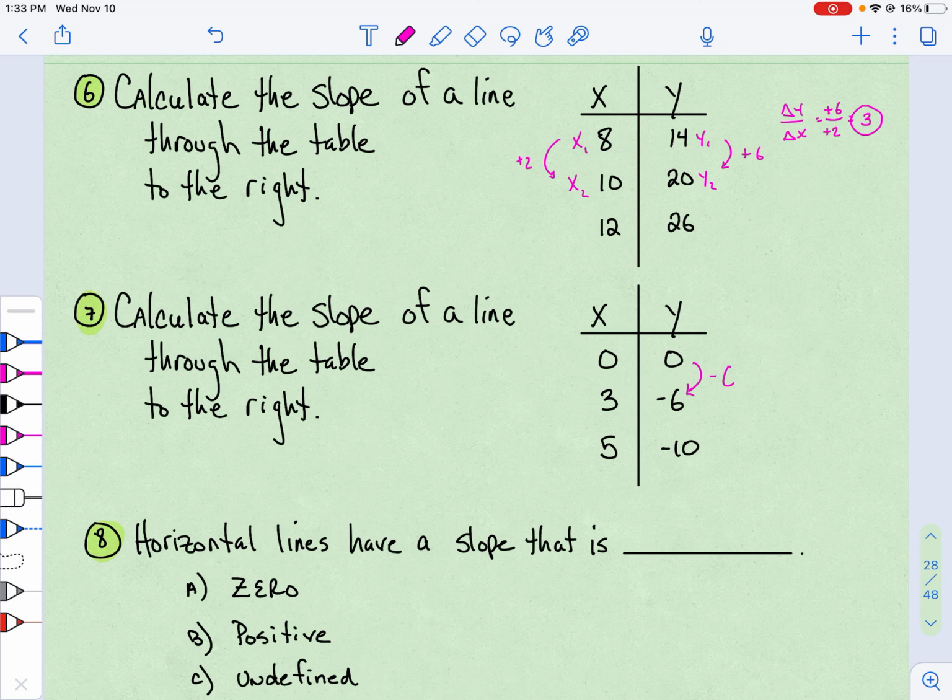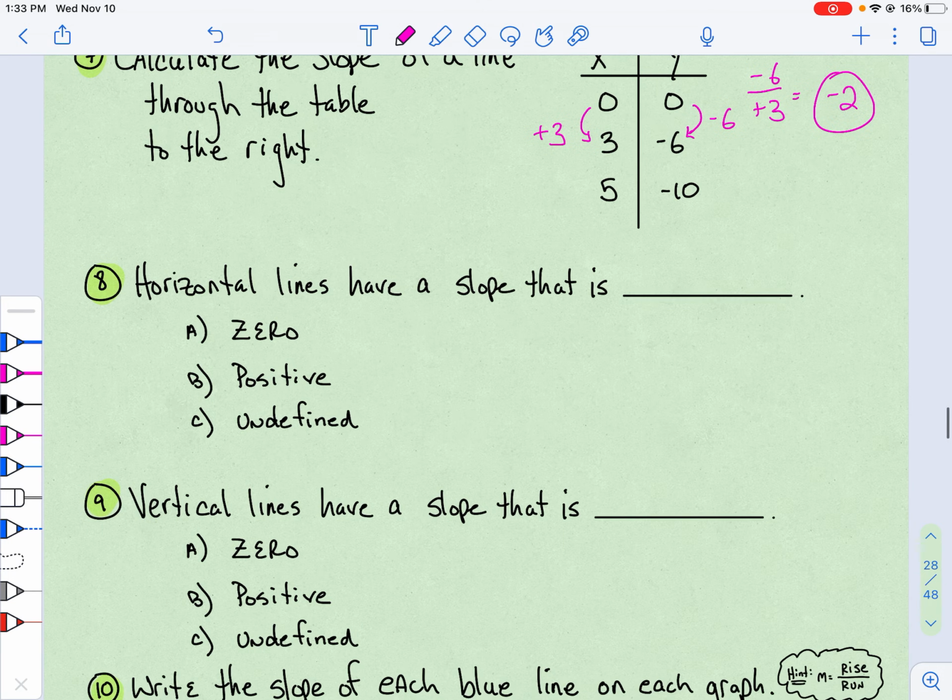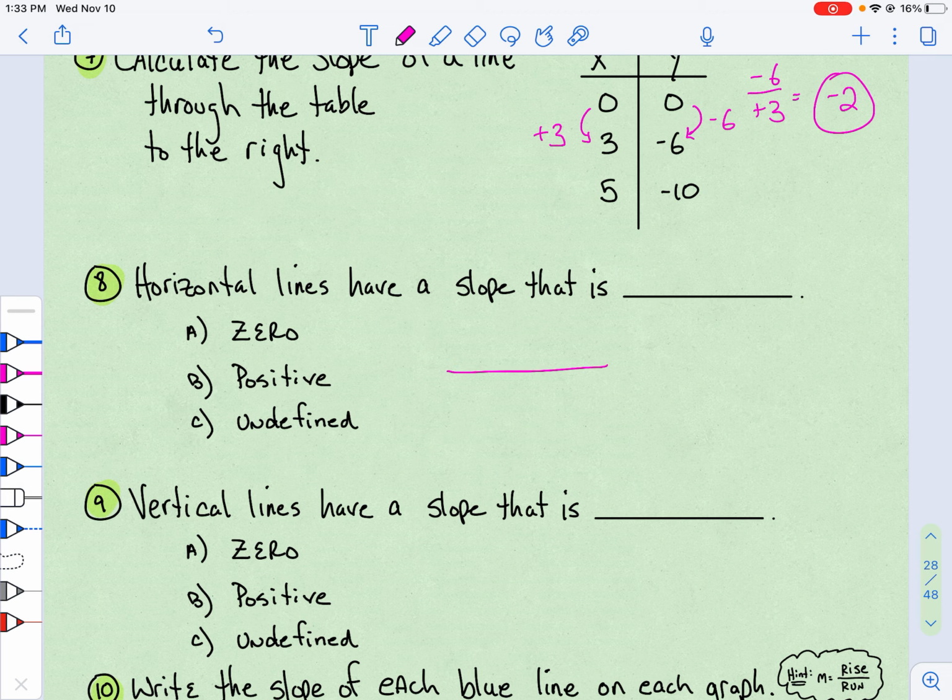All right, number 7, a little less explanation this time. From 0 to negative 6, we go down 6. From 0 to 3, we go up 3. So change in y over change in x, and that's divided by, and we get negative 2. Number 8, horizontal lines. Horizontal, this way. I think of a slope of 0. Horizontal lines have a slope that is 0. There we go.